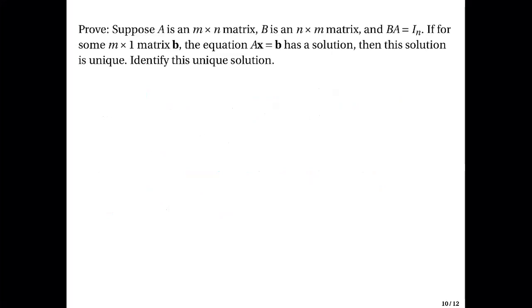Prove. Suppose A is an M by N matrix. So A is not necessarily a square matrix. Suppose also B is an N by M matrix. So again, B is not necessarily a square matrix. And such that the product BA is the identity matrix. If for some M by 1 matrix B, the equation AX equals B has a solution, then this solution is unique.